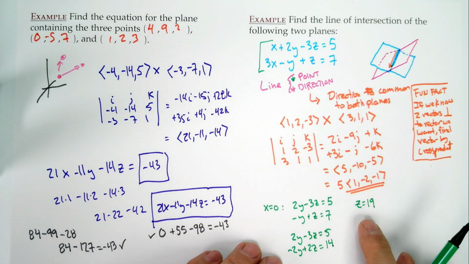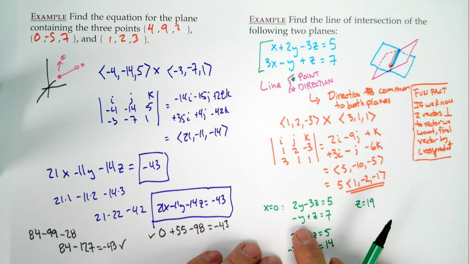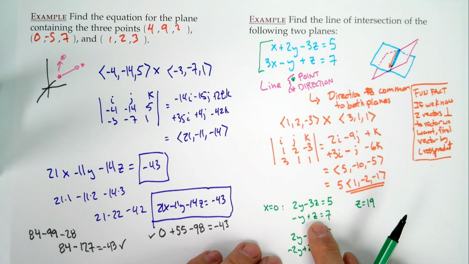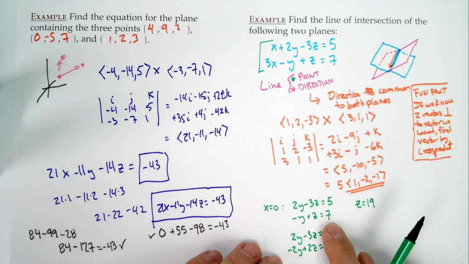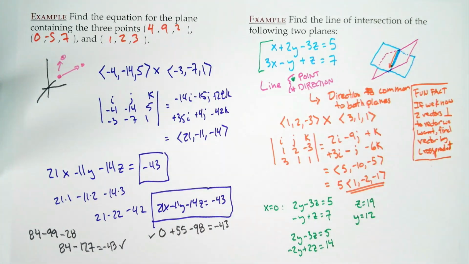But now that you know z, you can solve for y. So we have negative y plus 19, that's got to give us 7. So what can y be? Well, the answer is it can be just one thing, which is 12. So y should be 12 and z should be 19.